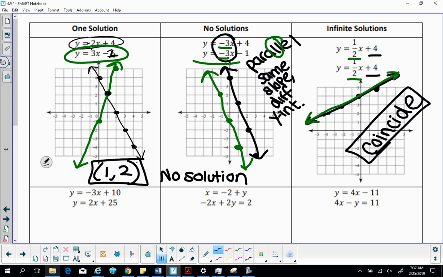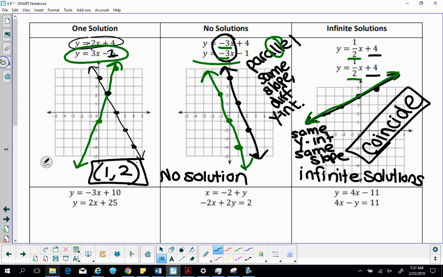So remember, solution means when they cross, they're always going to cross. They're the same line, so they're infinite solutions. It means they have the same y-intercept, same slope. So when they have the same y-intercept, same slope, we know they're infinite solutions of the same line. They coincide with one another. Does that make sense with graphing?